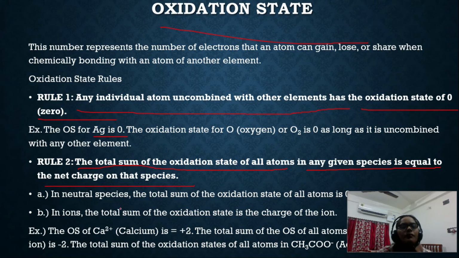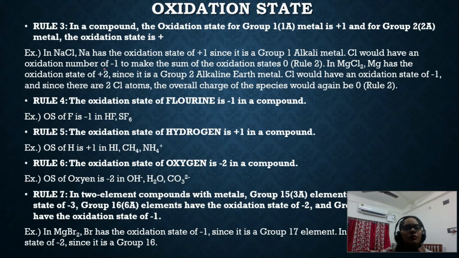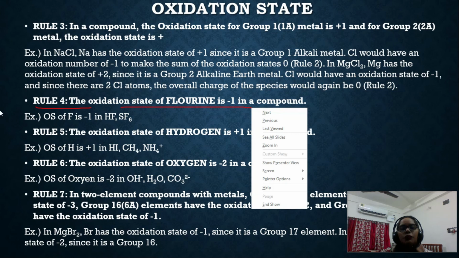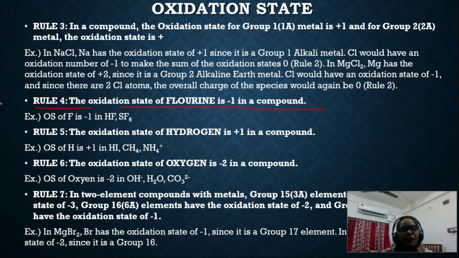Okay. Next is, in neutral species, the total sum of the oxidation state is the sum of all the atoms. In ions, the total sum of the oxidation state is the charge of the ion. Exactly. So rule 4, the oxidation state of fluorine is -1 in a compound. So fluorine is -1 in HF or SF6.